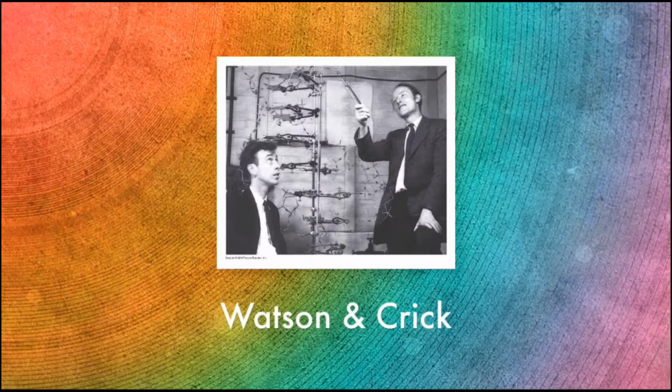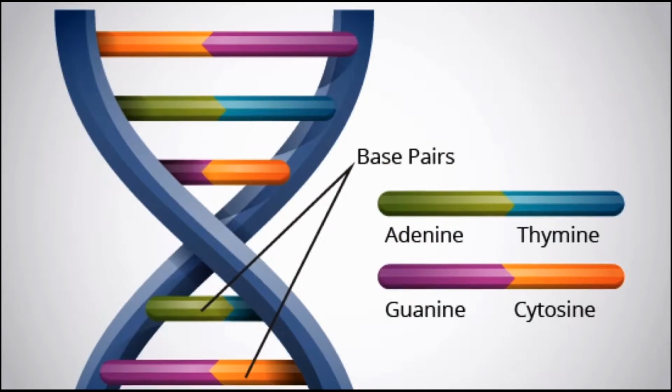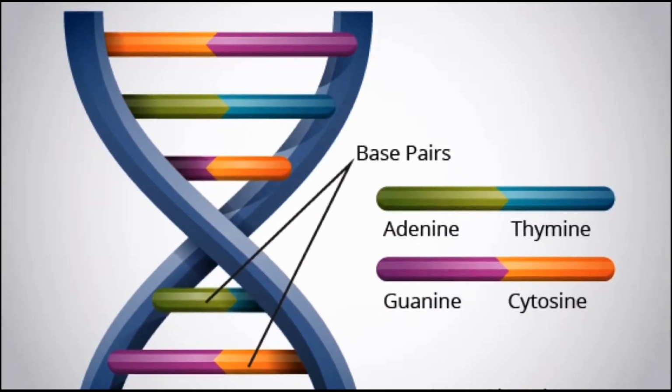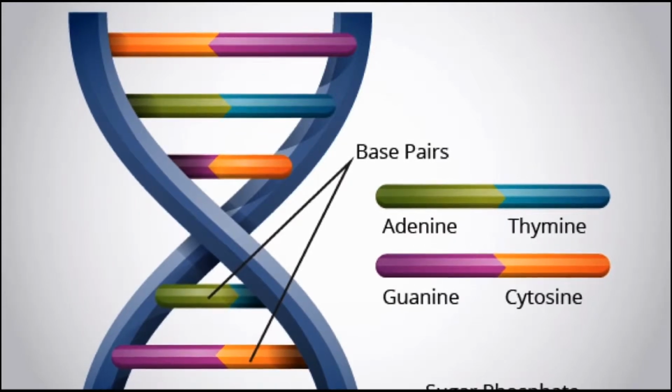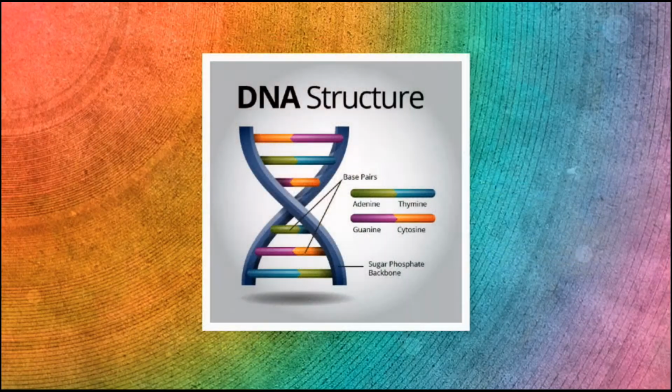Back in 1953, the structure of DNA was discovered by a couple of young scientists named James Watson and Francis Crick. They discovered that DNA is double-stranded and is in the shape of a coiled ladder. This is called a double helix. They also discovered that the rungs of the ladder were made up of nitrogenous bases, adenine, thymine, cytosine, and guanine, or simply ATCG. The coiled part of the ladder is made up of sugars and phosphates and is called the sugar-phosphate backbone.